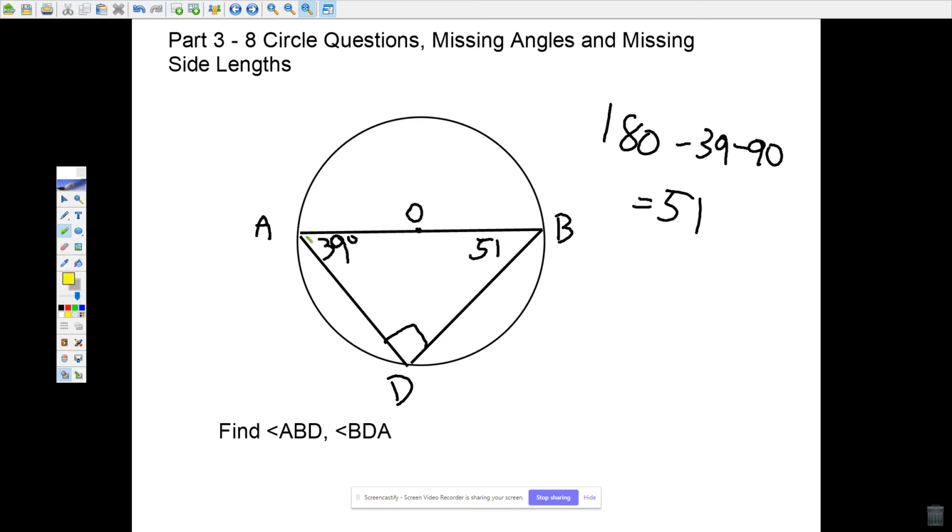The central angle here is right there. It is a straight line, which means the central angle is 180 degrees. So the inscribed angle has to be half of that, which would be 90 degrees. And if you know that this is 39 and this is 90, you can go 180 minus 39 minus 90, and that'll leave you with 51 as your final answer. Next question.